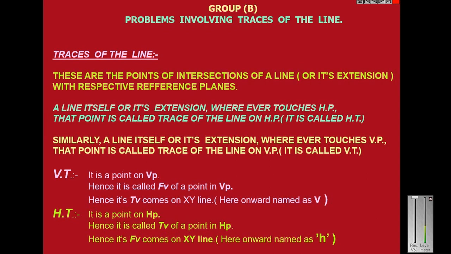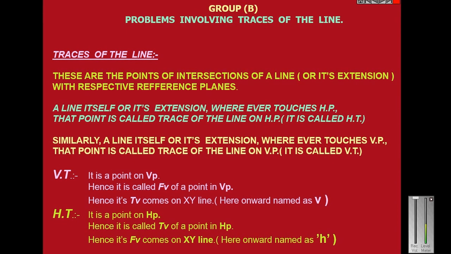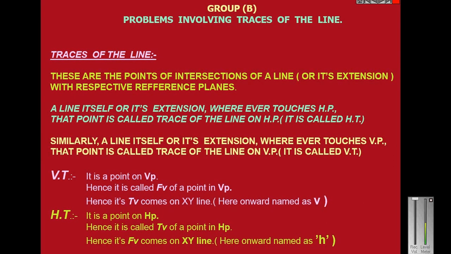If the vertical trace is a point on the vertical plane, we know that its top view will be on the reference line, XY line, and its front view will be that point itself. And the horizontal trace is a point on the horizontal plane. So we know that if a point is on HP, its front view will be on the reference line, and the top view of the horizontal trace and the horizontal trace will be the same point.